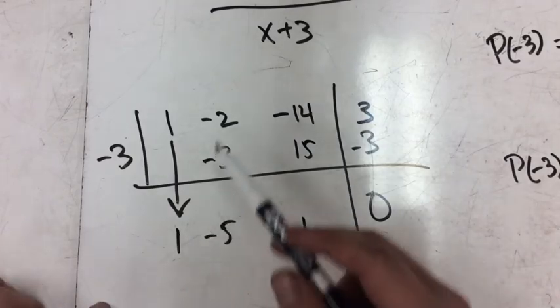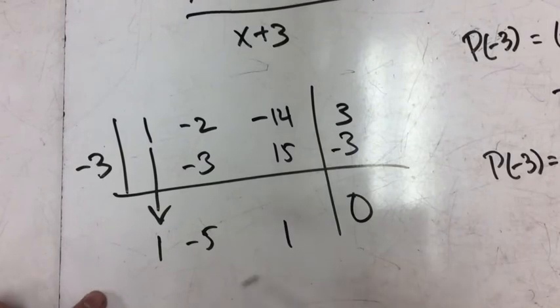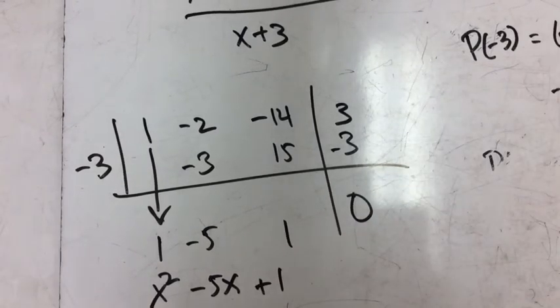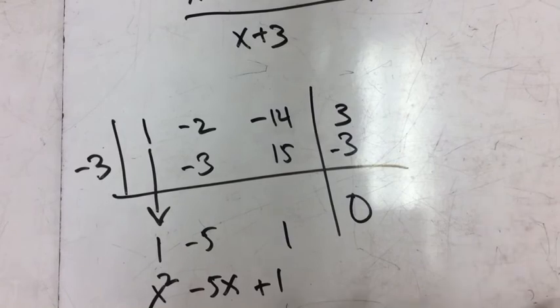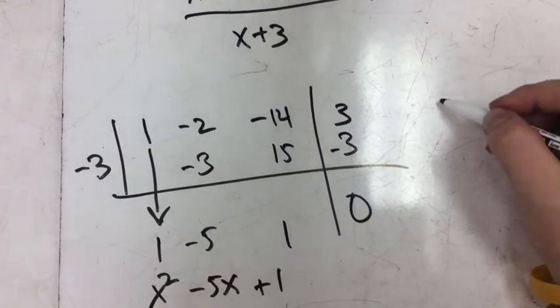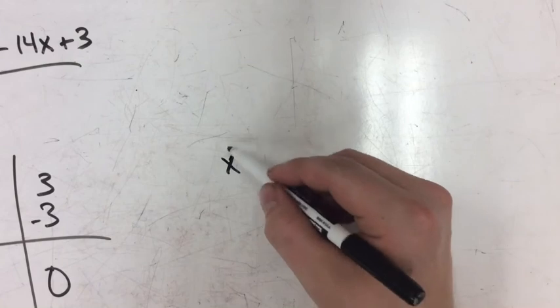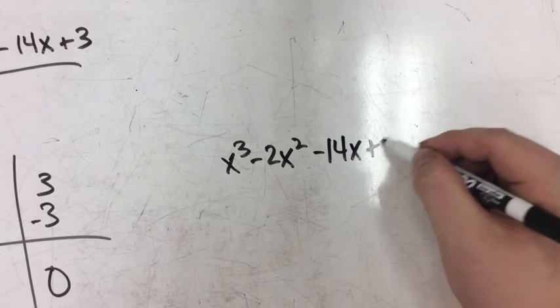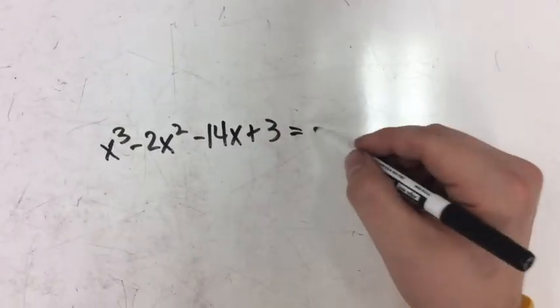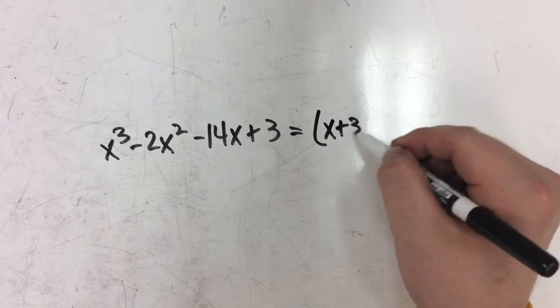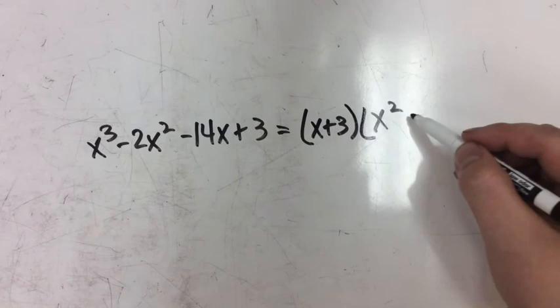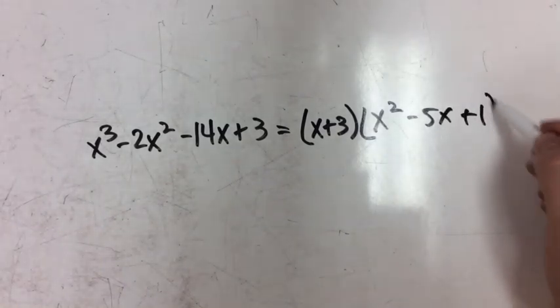Let's rebuild the polynomial. I started with an x cubed. I should retract back to an x squared minus 5x plus 1. However, we're not quite done. We want to represent our results like a mathematician would, showing our skill here. So we'll rewrite the polynomial. X cubed minus 2x squared minus 14x plus 3 equals, we'll start with the factor, x plus 3, and then with what we found in our division, x squared minus 5x plus 1.